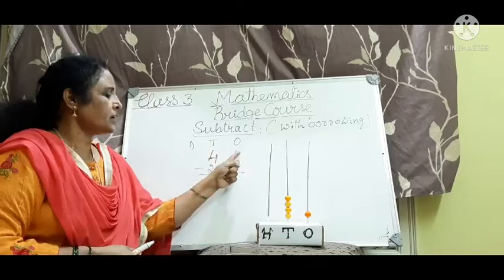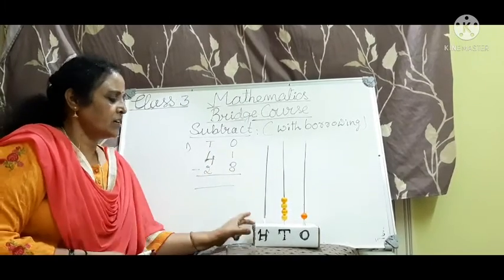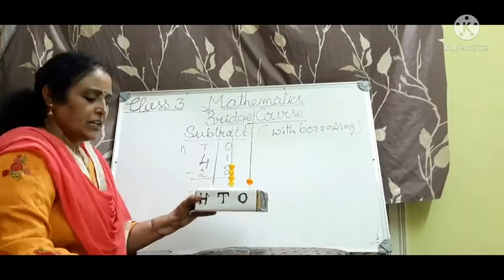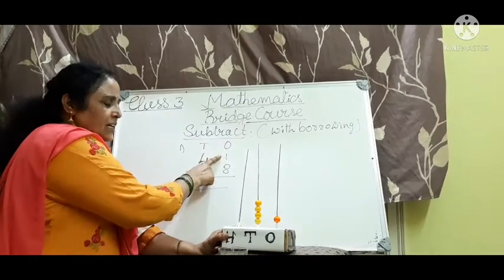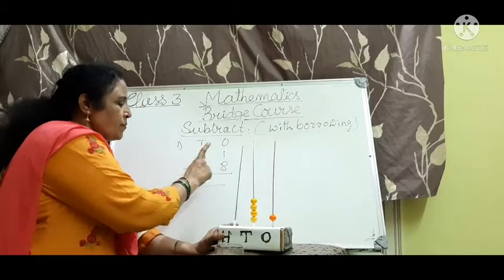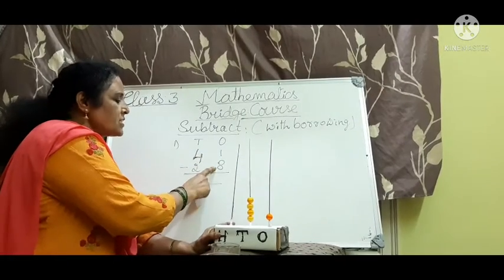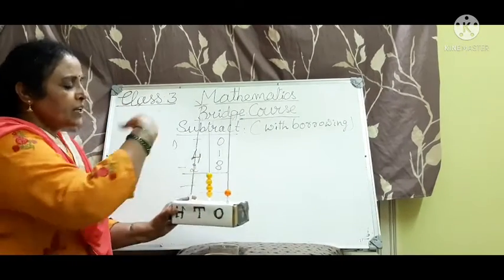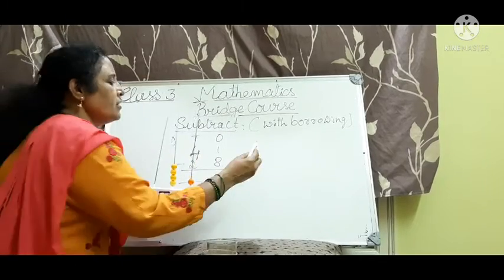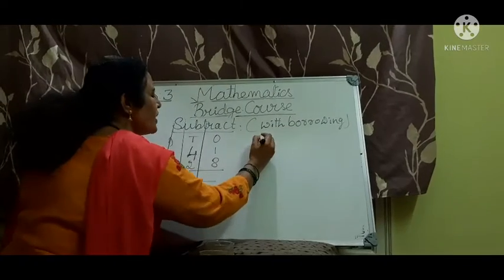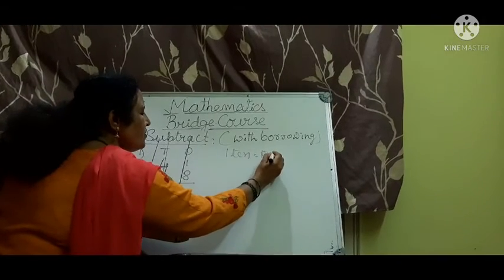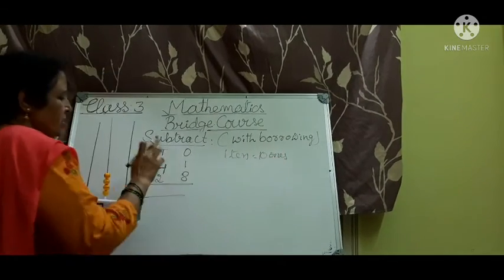Now we will subtract with borrowing, children. Here 41 minus 28. In ones place, we see 1 and 8. From 1 we cannot subtract 8. Then we need to borrow 1 ten from the tens place. You know that 1 ten equals 10 ones.